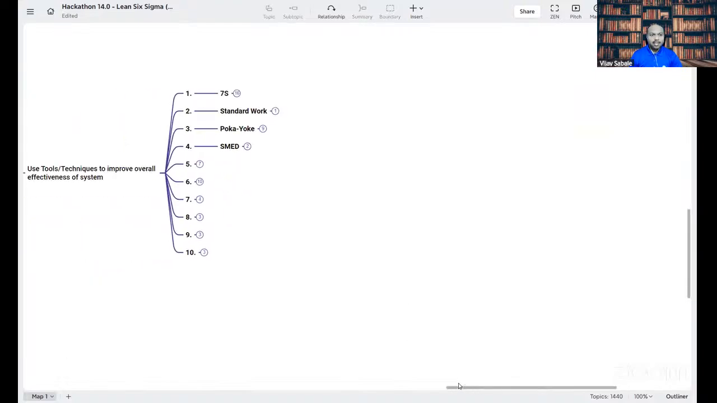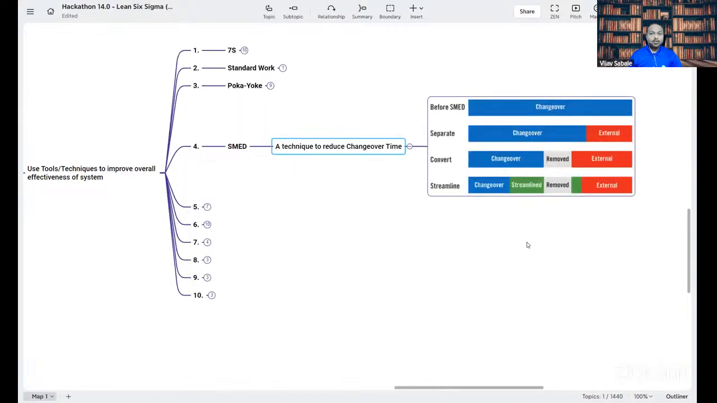Great. Now the fourth tool is the single minute exchange of dies, also called SMED. Now this tool is very powerful. It is used when you want to reduce the changeover time, right? In some processes, the changeover time is the critical element and it takes a significant part of the entire operation's time. To reduce that time, single minute exchange of dies is going to help us, where we convert a number of activities during the changeover into external activities, and then we use the ECRS for it. What is the ECRS?